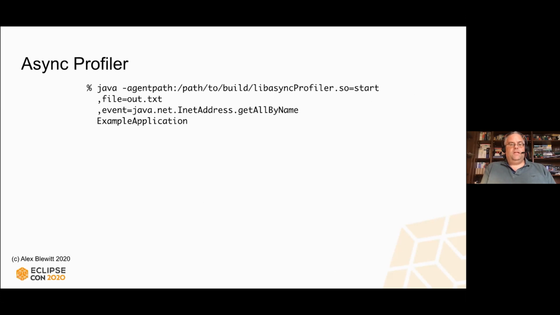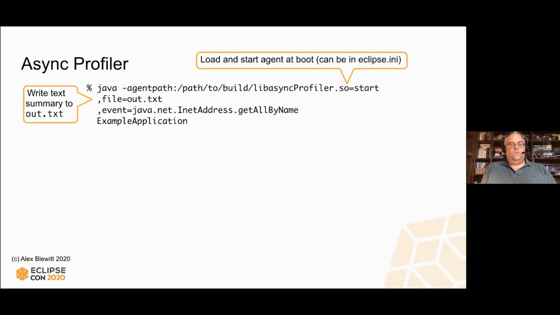So in order to run Async Profiler, we've got the Java JVM command with an -agentpath. And this agentpath then points to the libasyncProfiler dynamic library. Equals start means get it going right from the get-go. And then there are other options that you can pass in that are comma-separated key equals value pairs. In this case, we're writing it out to a text file, and we are then looking for all references that hit the getAllByName method.